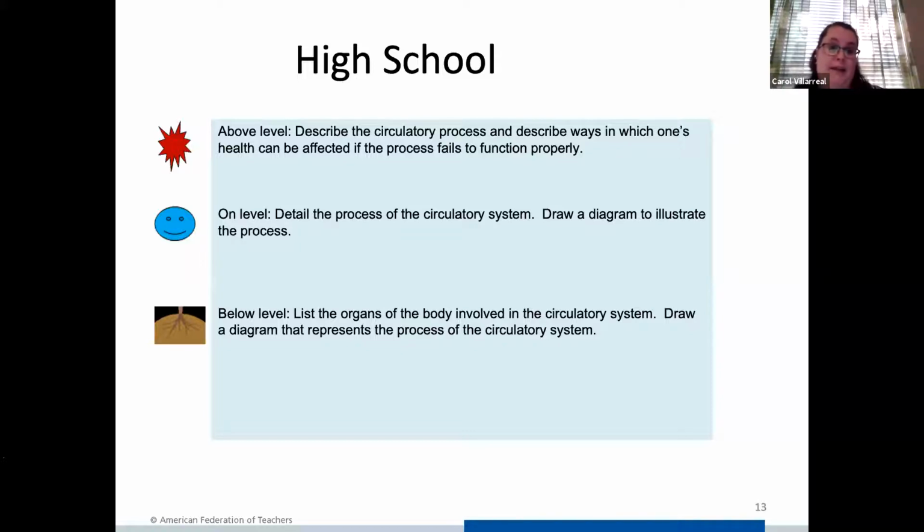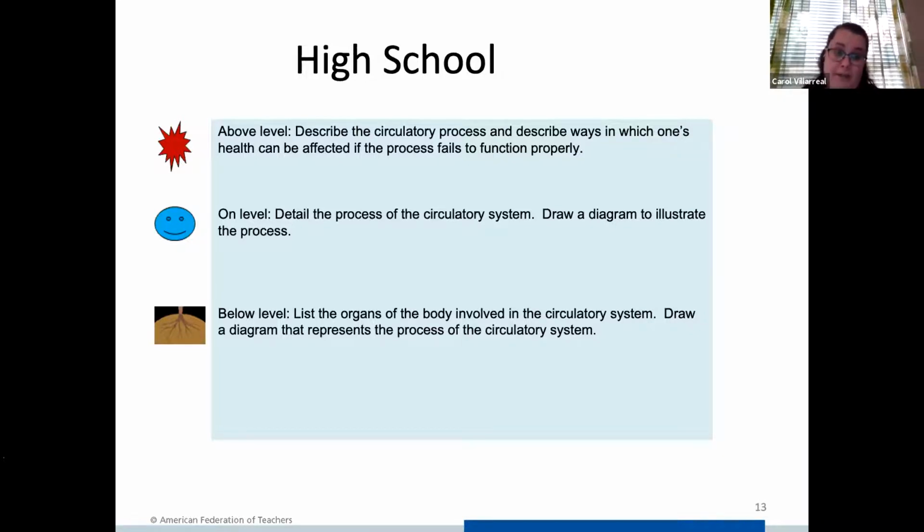So for this one, we're looking at the circulatory process. So above level, they're going to describe the circulatory process and describe ways in which one's health can be affected if the process fails to function properly. So they have a very good idea and understanding of the process, and they can describe it without any extra support. On level, they're going to detail the process of the circulatory system. They're going to draw a diagram to illustrate the process. So they understand the circulatory system and they can draw the diagram from what they understand.